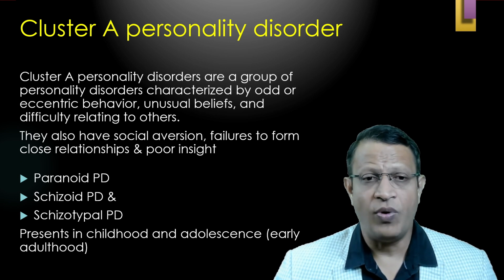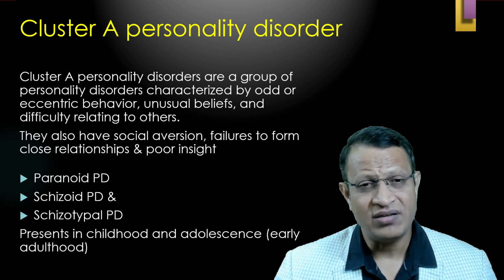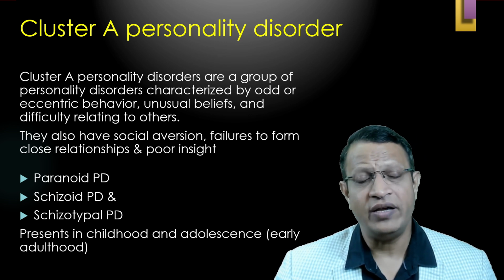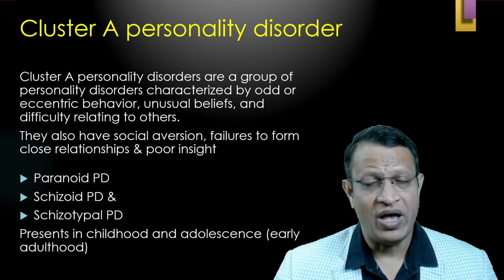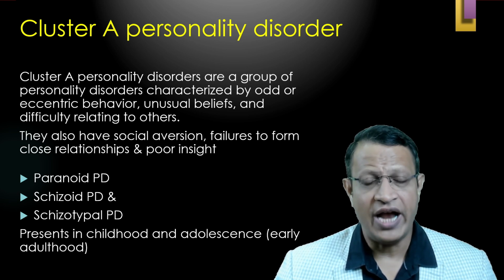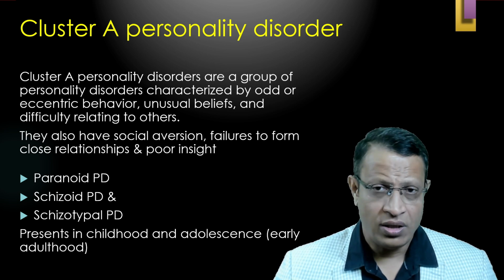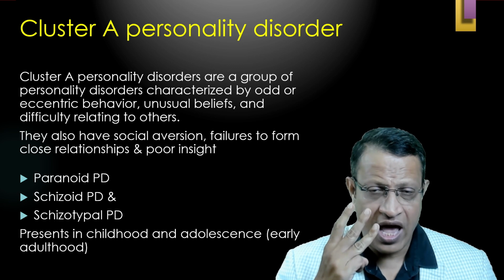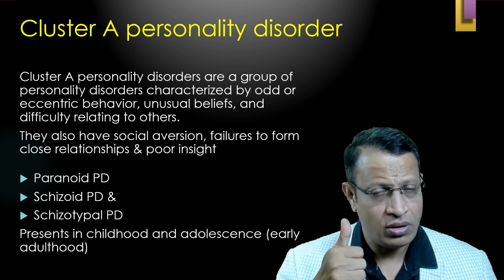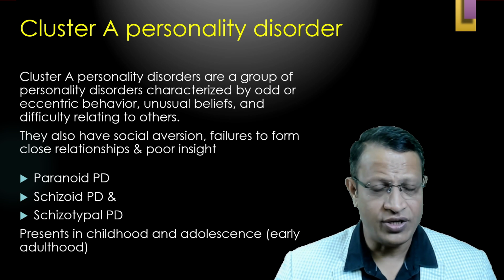These are a group of personality disorders characterized by odd or eccentric behavior, unusual beliefs, and difficulty relating with others. They also have social aversion, failure to form close relationships, and poor insight. Under cluster A personality disorder, three important personality disorders have been identified: paranoid personality disorder, schizoid personality disorder, and schizotypal personality disorder.